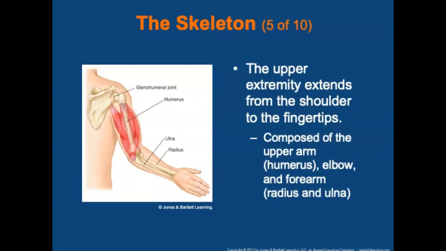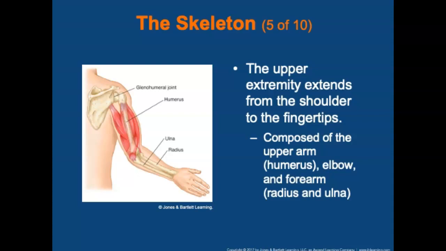The upper extremity extends from the shoulder to the fingertips, and is composed of the upper arm, which is the humerus, the elbow, and the forearm, the radius and ulna. The upper extremity joins the shoulder girdle at the glenohumeral joint. The humerus connects with the bones of the forearm to form the hinge elbow joint.